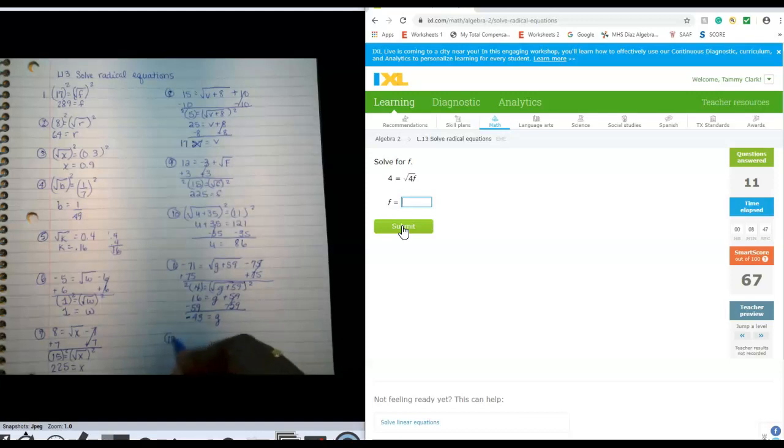Number 12. 4 is equal to square root of 4f. Square both sides. We've got 16 is equal to 4f. Divide by 4. F is equal to 4.